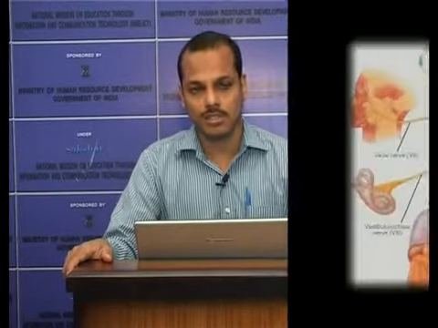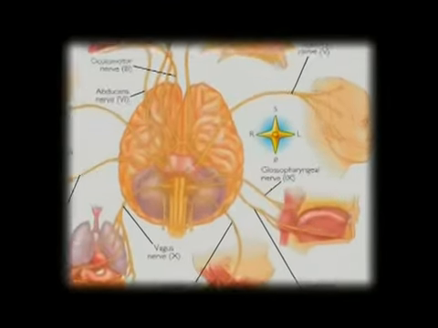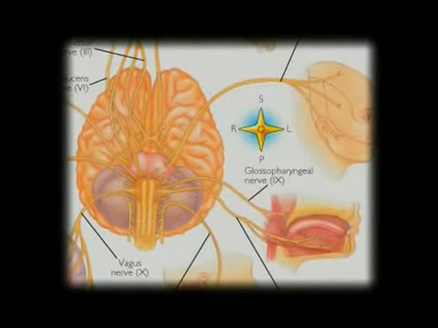Next nerve, cranial number 9. Cranial nerve number 9 is the glossopharyngeal nerve. This is the nerve which innervates the pharynx, soft palate and posterior one-third of the tongue. It carries sensory information from pharynx and soft palate, especially the touch, temperature and pressure. Now, it carries taste sensation from the taste buds on the posterior one-third of the tongue.